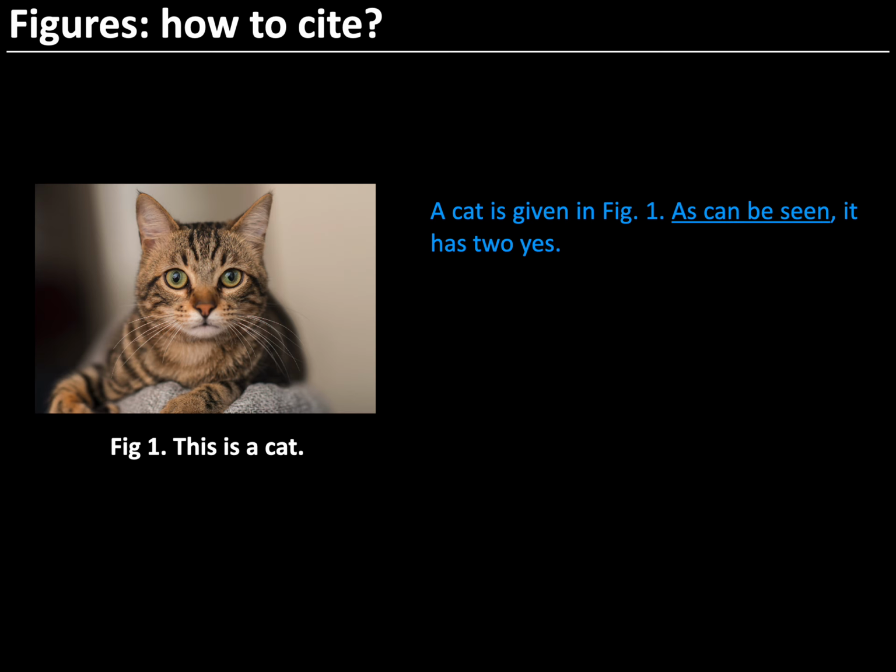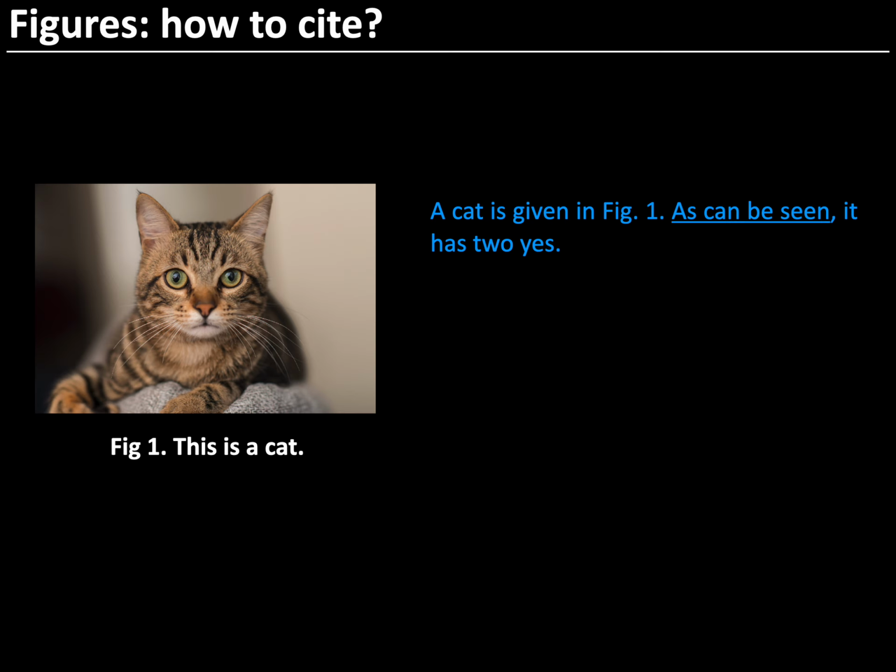Okay, a cat is given in figure one, as can be seen. Oh, I see this so many times. This phrase, as can be seen, as can be seen. It has two eyes. What's wrong with this way of referring to a figure? There are two issues. The first is that the sentence "a cat is given in figure one" is irrelevant. Of course, I already saw figure one. I know a cat is there, so you don't need that.